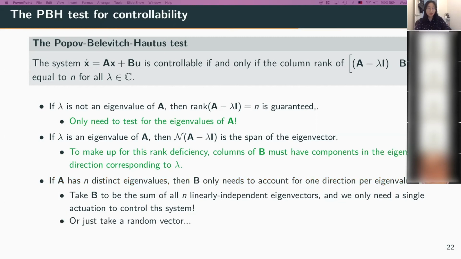So that's really cool. But alternatively, you can also just draw a random vector from Rn and use that for B. And the reason is that from randomized linear algebra, it's possible to show that with high probability, any random vector in Rn will have a component in all eigenvector directions. So this is actually really cool, that you can just draw a random vector and have that be your control matrix.